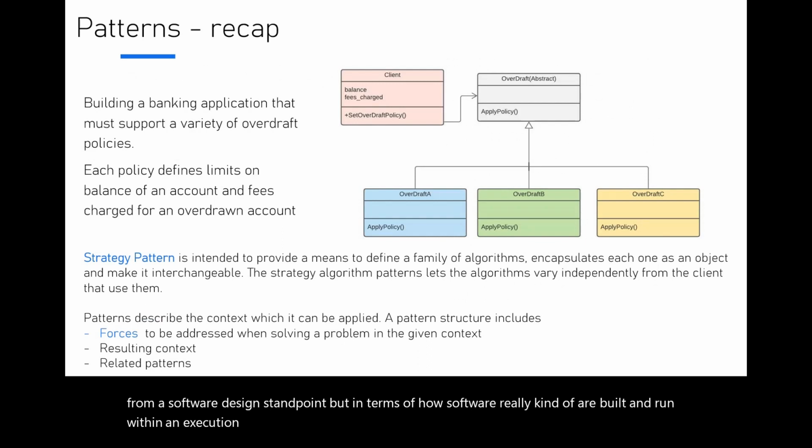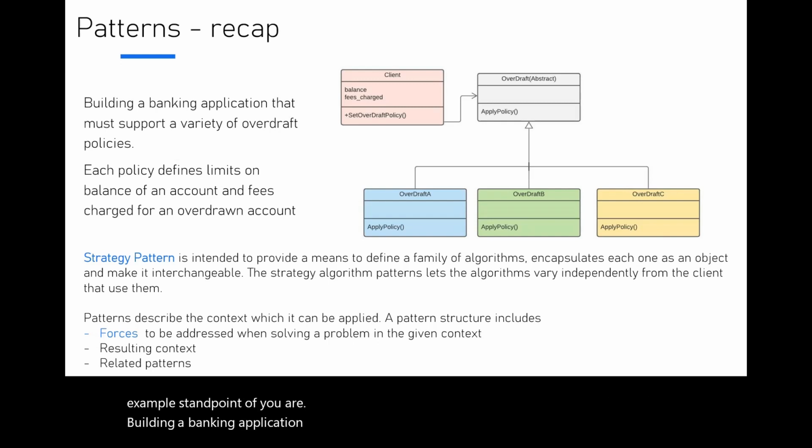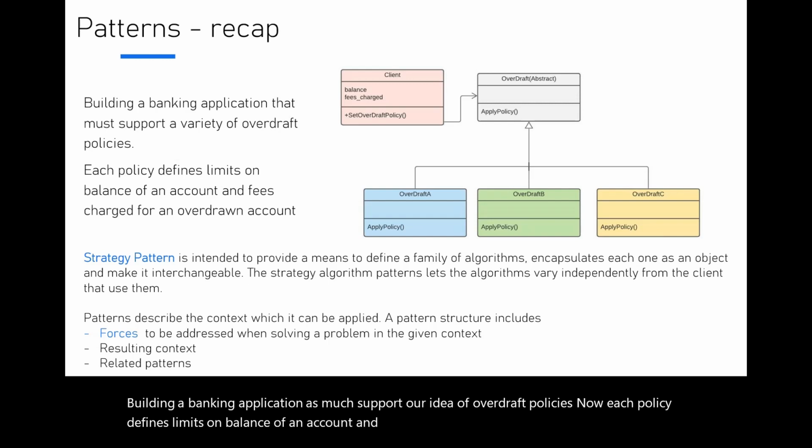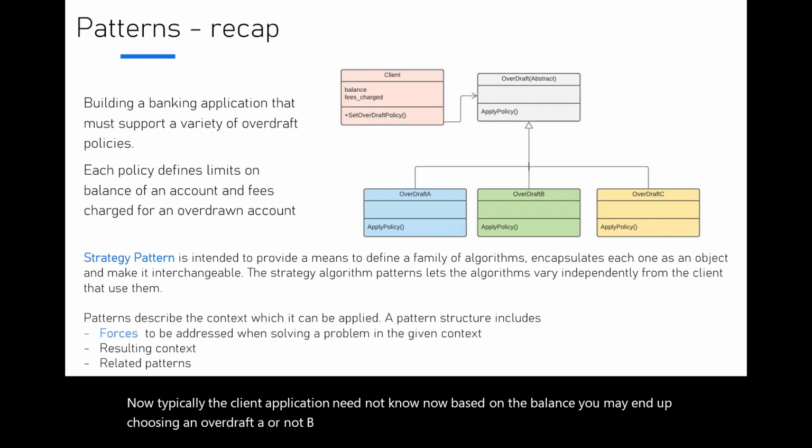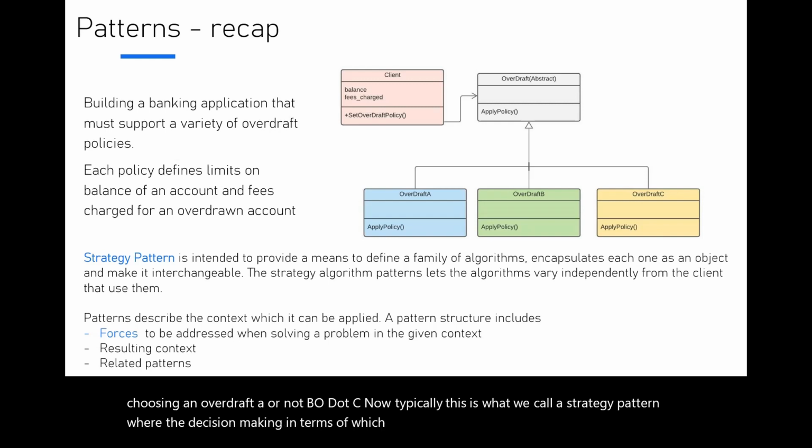Now, let's take a recap on patterns, and let's take it from an example standpoint. You're building a banking application that must support a variety of overdraft policies. Each policy defines limits on the balance of an account and fees charged on an overdrawn account. Typically, the client application need not know. Based on the balance, you may end up choosing overdraft A, overdraft B, or overdraft C. This is what we call a strategy pattern, where the decision of which overdraft has to be applied is not part of the client.